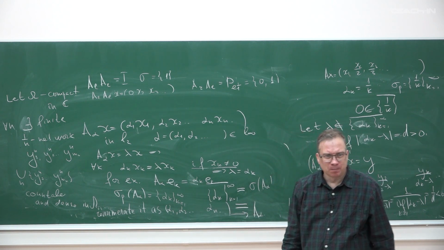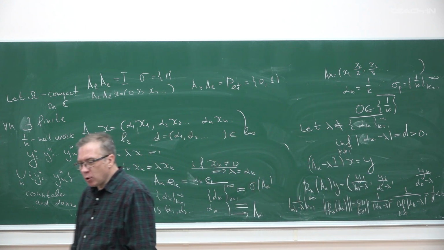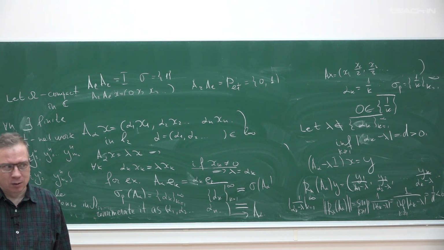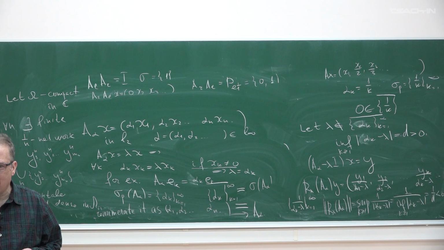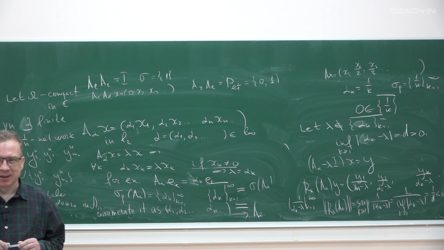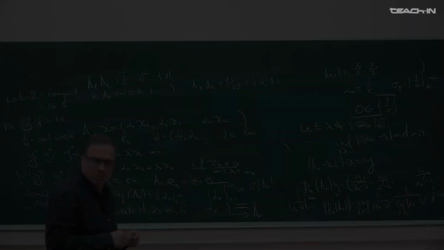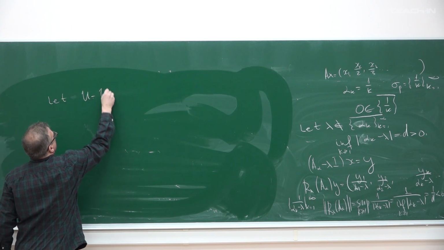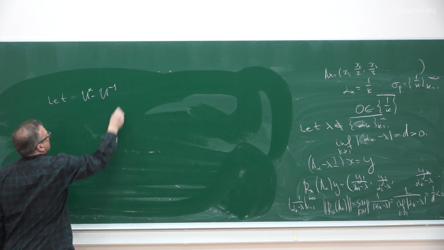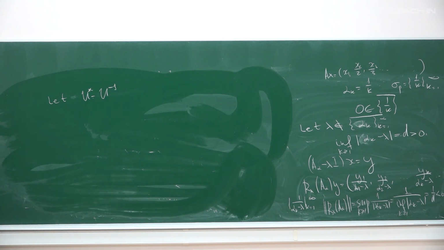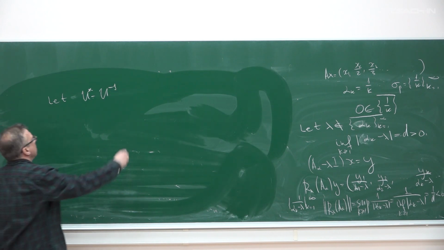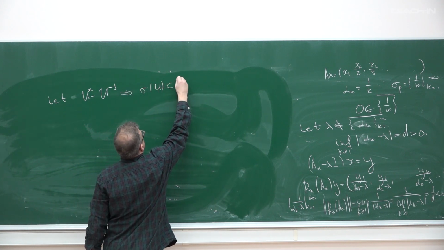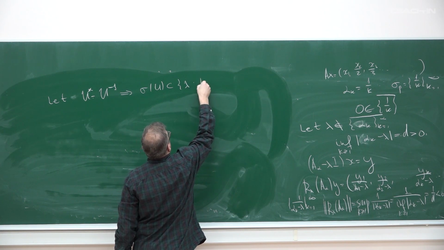The more difficult construction is when all points of the spectrum are point spectrum. It is more difficult. Let U adjoint coincide with inverse. It's a unitary operator. Then the spectrum of U lies in this set.